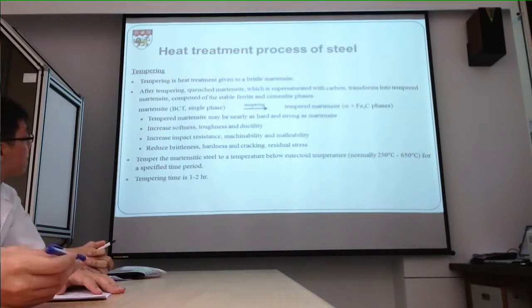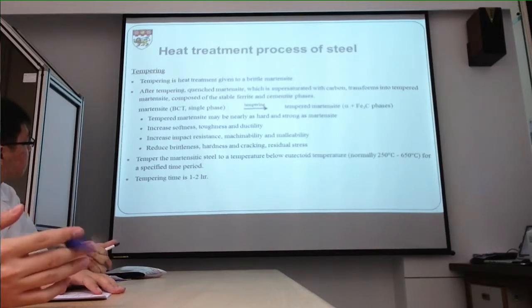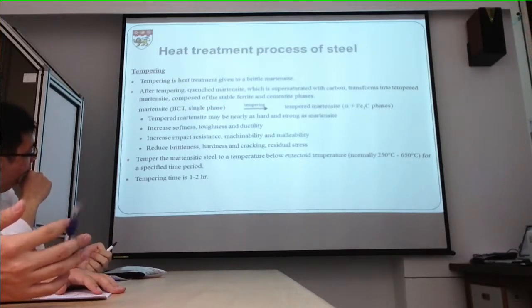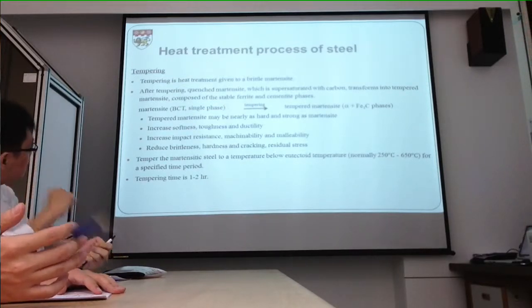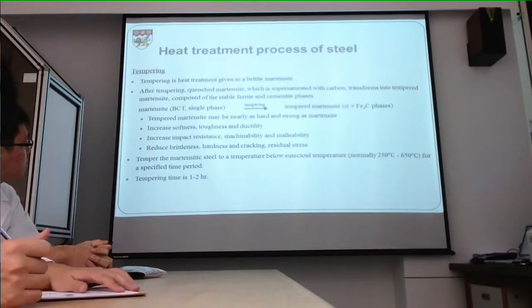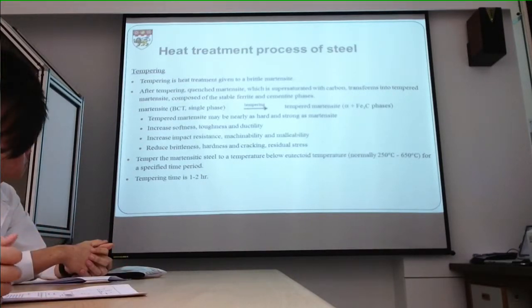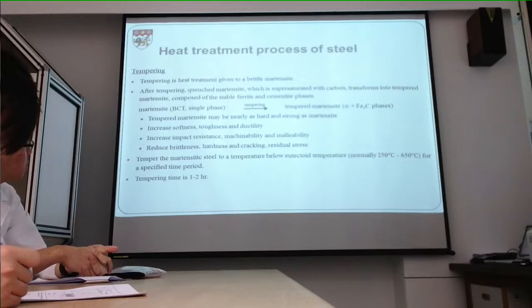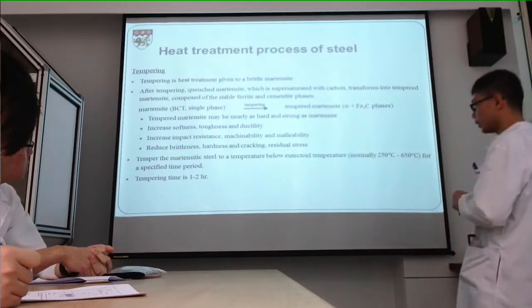Tempered martensite may be nearly as hard and strong as martensite. And the tempering can increase softness, toughness, and ductility. It can also increase impact resistance, machinability, and malleability. It also reduces brittleness, hardness, and strength. So the tempering time is normally around 4 hours.